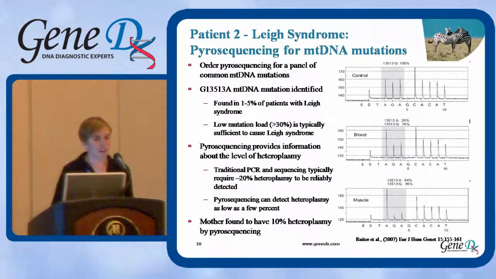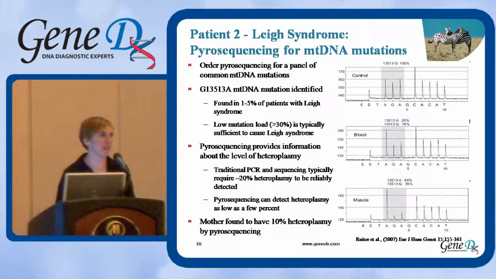Traditional PCR and sequencing technologies typically require about 20% heteroplasmy to be able to reliably detect the mutation. And this is all sort of theoretical. It varies based on the mutation and some other factors. But with pyrosequencing, you can theoretically detect heteroplasmy as low as a few percent. So in addition to it being quantitative, it's also more sensitive.